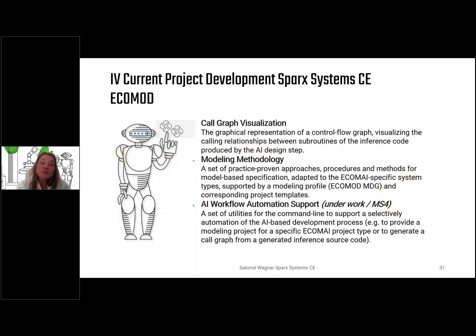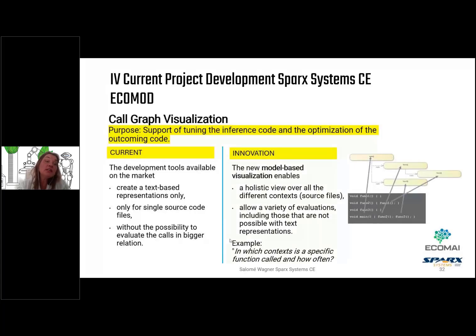So for us, ECOMAI will have, as I said, this modeling methodology. It will have this EV workflow automation support, which is now in the works and is the next milestone we are going to reach. And one of the functionalities which is already working, but now in the mode of analysis and integration, is a graph visualization. It turned out, working together with the partner, that this is very important to understand the visualization. So it's going to be a holistic view of a specific context, the source file.